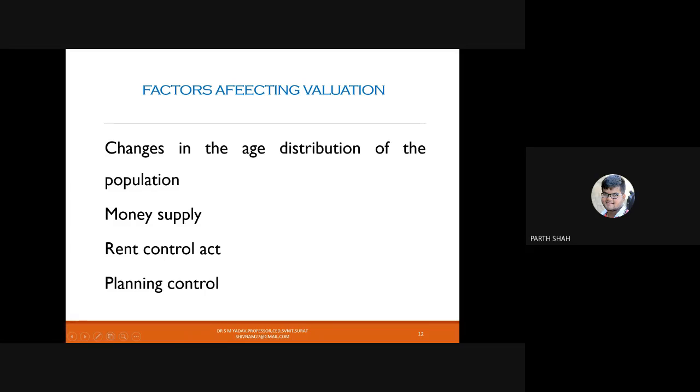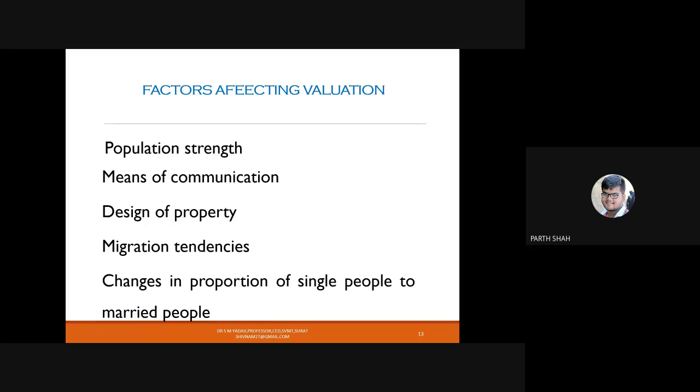For example, in a particular area it is proposed that a new airport may be coming up, then due to planning control near the airport, the values of properties may go down. Where it is possible to construct high rises, it may not be possible to construct high rises near the airport. So planning control also sometimes increases the value of a property, and sometimes the value of property decreases because of certain planning controls, right? Then the population strength, what kind of people are living, depending upon that the value of property increases or decreases.